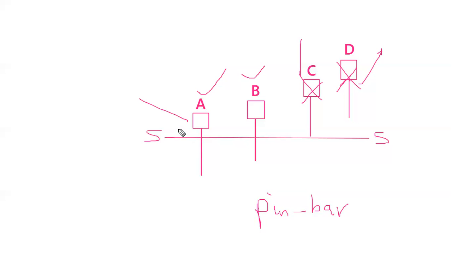The rule states the tail of a pin bar must be at least twice the size of its head. This is the head of the pin bar right here. This is the tail. If I take a measurement of this pin bar right here, let's make the head 10 pips and the tail 30 pips. Likewise, all these: 10 pips, 10 pips, and then 30 pips, 30 pips, 30 pips.